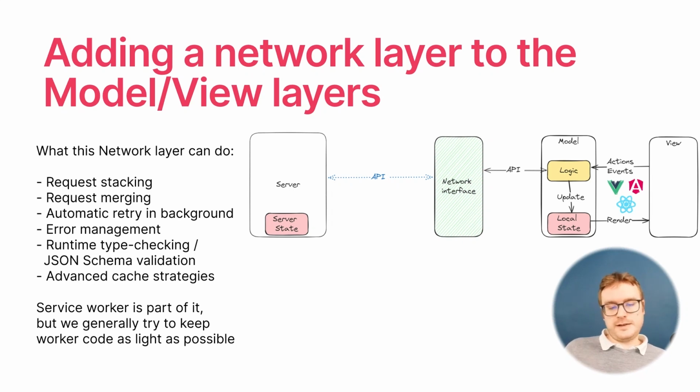And in this layer, you will have, for example, the service worker code, but you can do much more than that. For example, you can add more logic to take care of your request. For example, stacking your requests. If there are several components that need the same data and are doing the same request, you can stack them, you can merge them, you can automatically retry in the background if one of these requests has failed. You can improve a lot the way you manage your errors in case you have network errors. And you can add much more value thanks to this network interface.